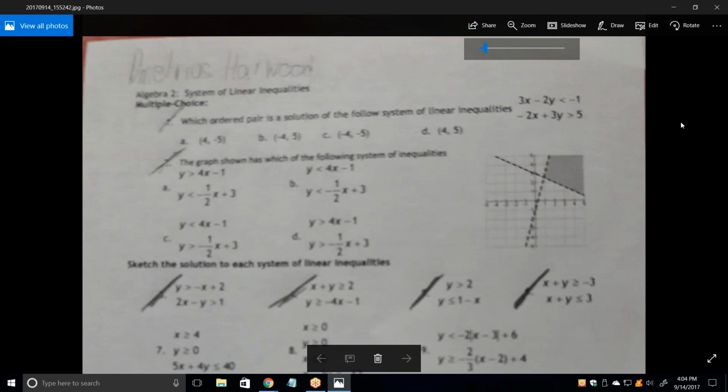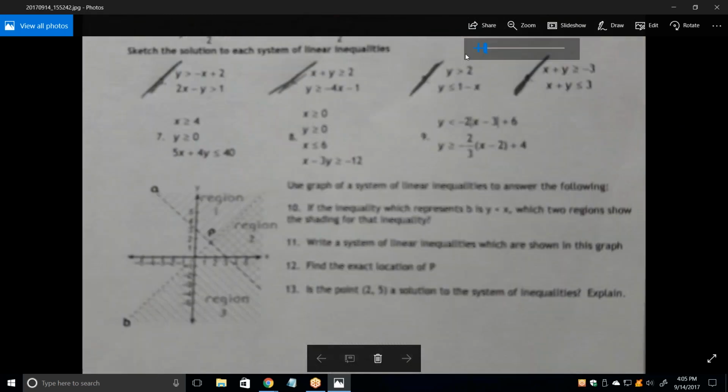Start at the beginning? So I've already gotten 1 through 6, so 7 would be good to start at. Okay. Let's go to 7. Sketch the solution to each system of linear inequalities. Okay.